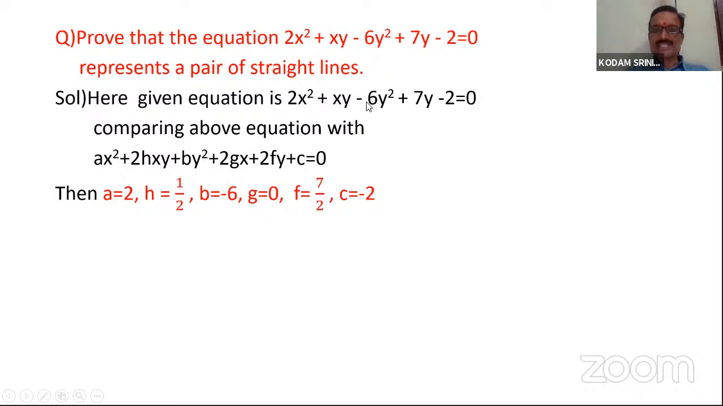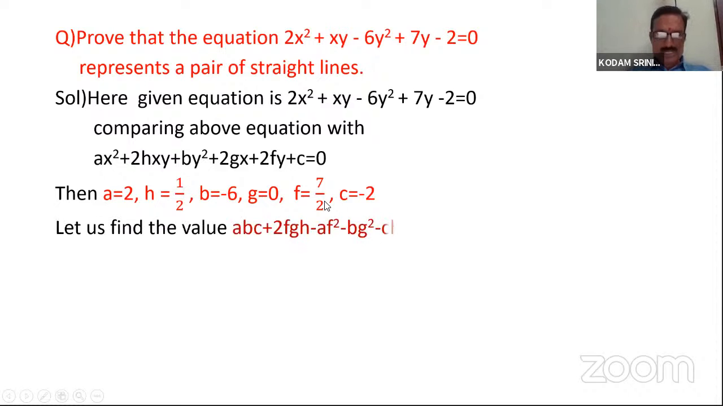And here it has no x term. That's why the coefficient of x is 0, that is, g value equals 0. Next, the y term, 2f equals 7, or f equals 7 by 2. At last, the constant part c equals minus 2. So we get all these values a, h, b, g, f and c.